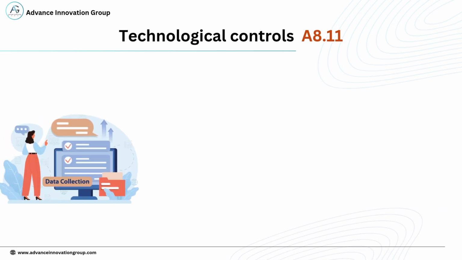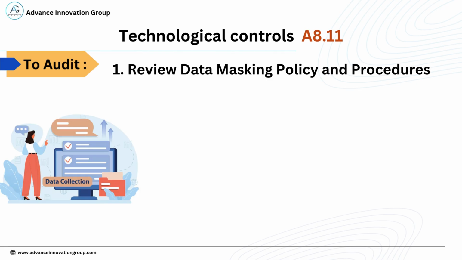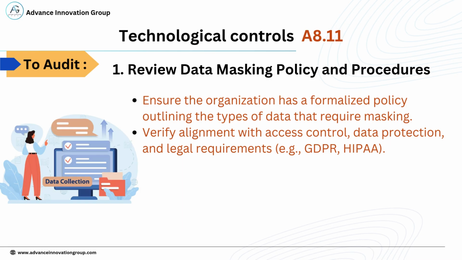Technological controls A8.11 to audit. 1. Review data masking policy and procedures. Ensure the organization has a formalized policy outlining the types of data that require masking. Verify alignment with access control, data protection, and legal requirements, e.g., GDPR, HIPAA.